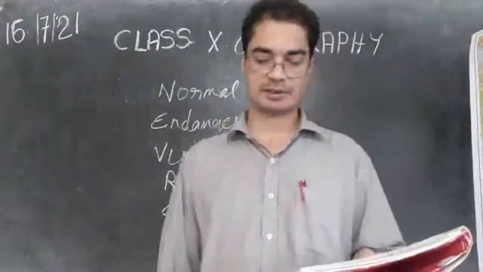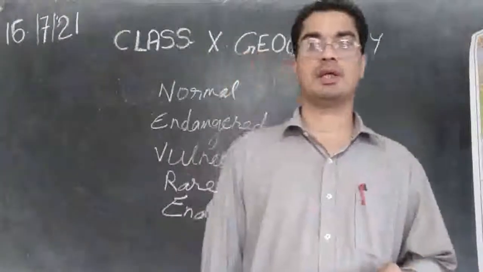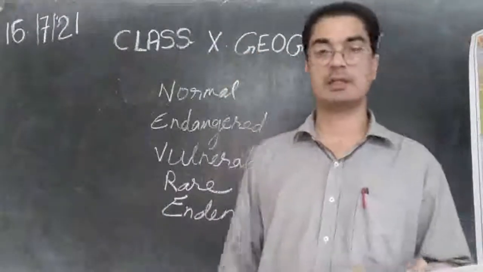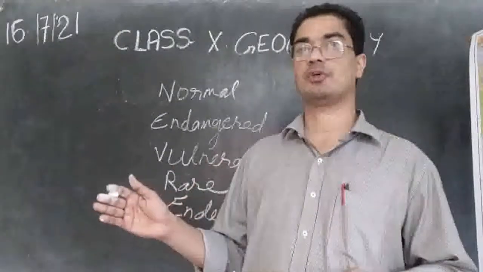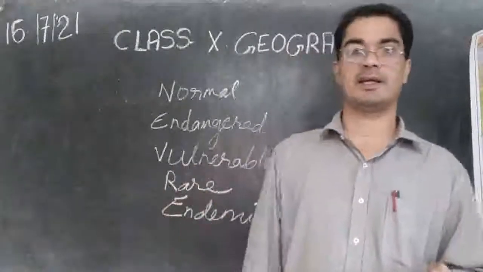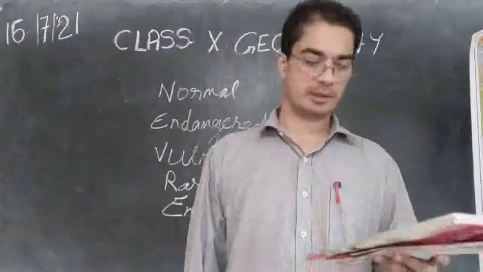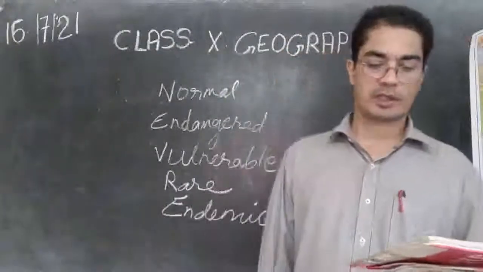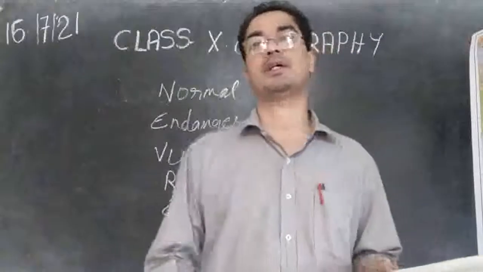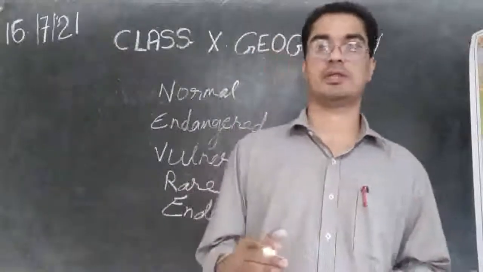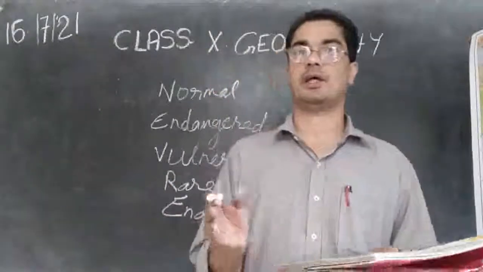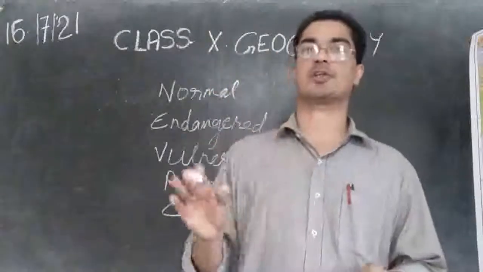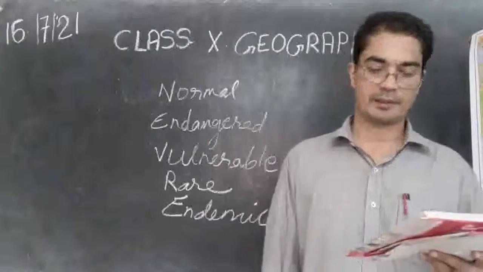Then for example, let's say Andaman teal. Andaman teal is found only in Andaman. It is separated from all the other parts of India because it is an island. It is found only there. Then Nicobar pigeon. The pigeon that is found only in Nicobar. That is also an island. So it is separated. They are not going to any other place. They just remain only in that area.